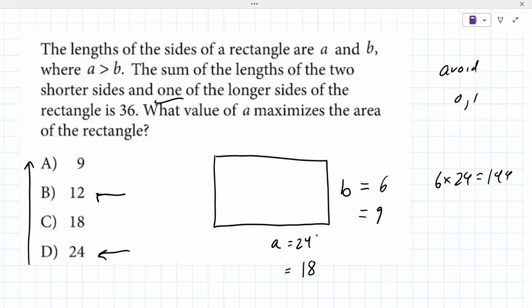Nine. Okay, what is 9 times 18? 162. Right, so it's not B. Now, is there a problem with some of the other answers here? Like, can A actually be 12? Well, what would B be if A is 12?